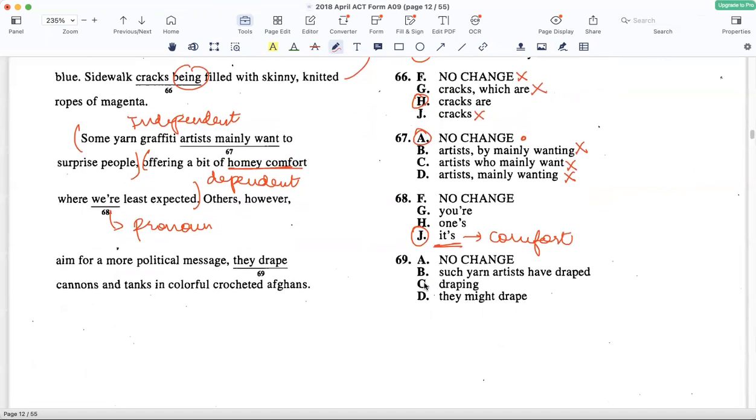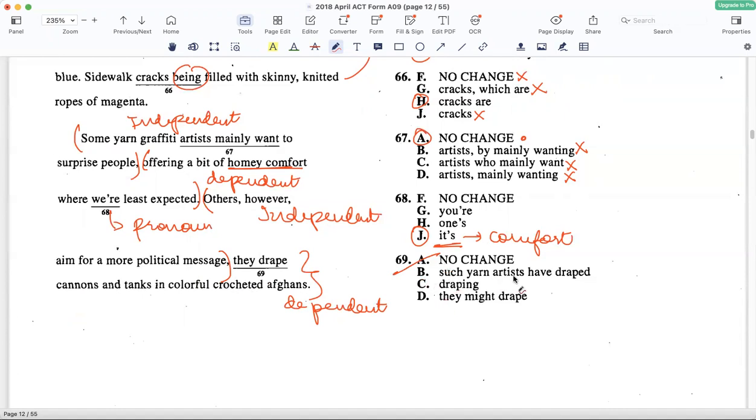Others, however, aim for a more political message. They drape cannons and tanks in colorful crocheted afghans. Okay, so here again, I noticed that this part, others, however, aim for a more political message, is independent. And this part then has to be dependent because I have a comma after message. But if I say they drape, then that becomes an independent sentence and leads to a comma splice error. So option A is wrong.